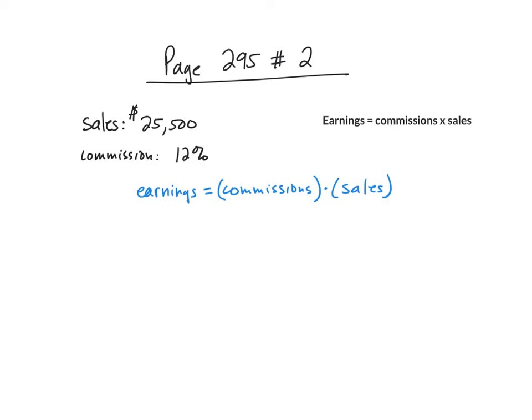Okay, here are some help problems from page 295, starting with number 2, which is similar to some of the problems you're supposed to be doing. In this section, we're talking about earnings. So if you work in sales, you will get paid oftentimes in what is called a commission.